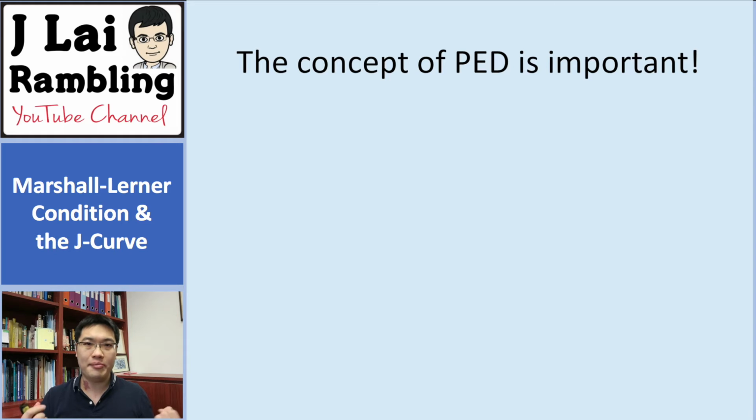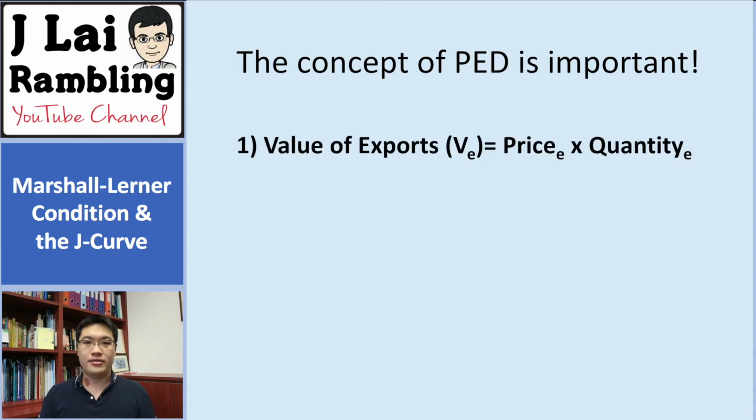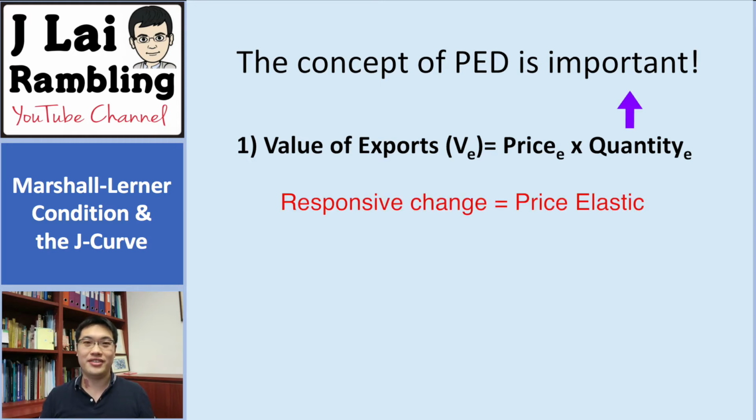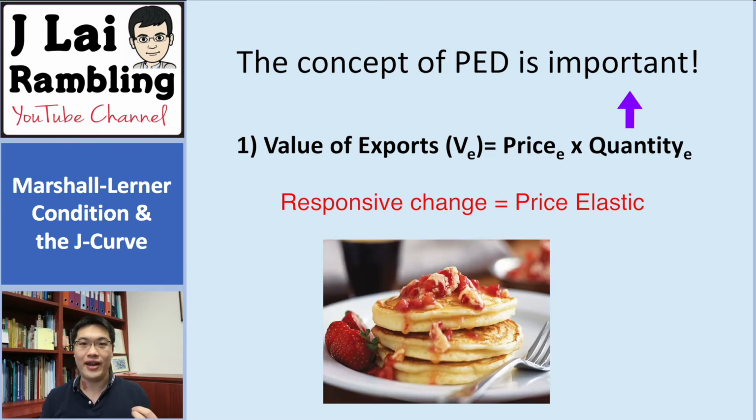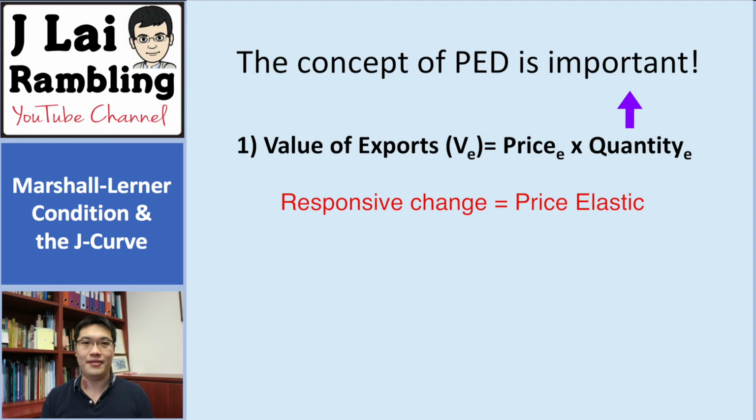And so why is the concept of PED important? Let's take a look here. The value of exports is equal to the price of exports multiplied by the quantity of exports. Now, when you have a devaluation, the price of exports goes down. When the price of exports goes down, do you want there to be a responsive change in the quantity demanded, or do you want a non-responsive change? Of course you want a responsive change. You want your goods to sell like hotcakes as soon as the price goes down, right? You want foreign countries to buy them immediately. Therefore, you want it to be elastic, right?